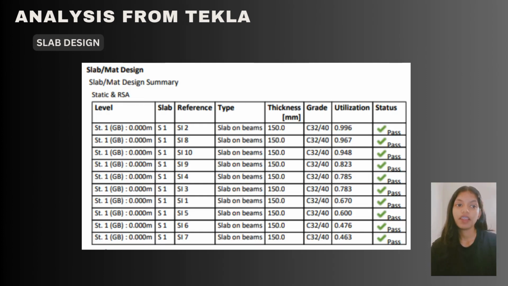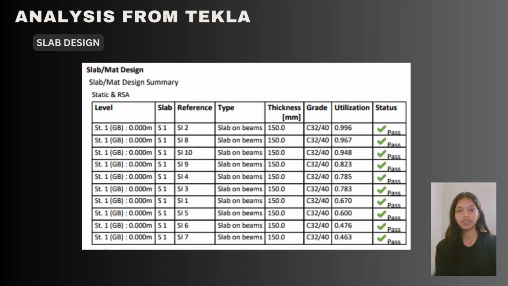For the slab design analysis from Tekla, the table provided summarizes the slab map design detailing the level, slab reference, type, thickness, grade, utilization, and status. All slabs are placed on beams at ground level with a thickness of 150 mm and a grade of C32/40. The utilization ratios for each slab indicate their efficiency under the applied loads, with all slabs passing the design criteria. This analysis ensures that the slabs meet the necessary structural performance standards, contributing to the overall stability and safety of the construction.